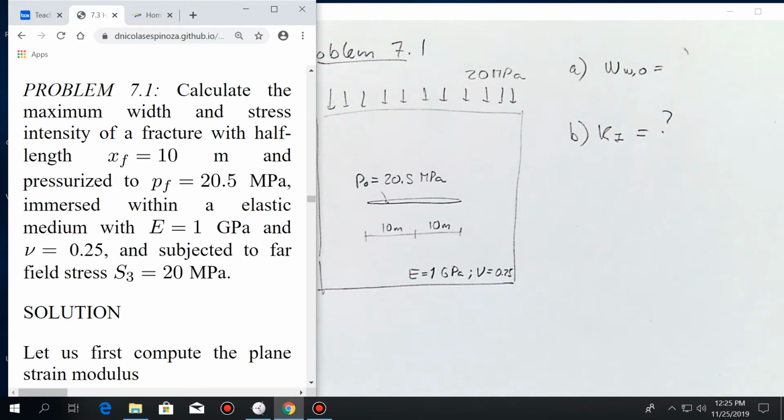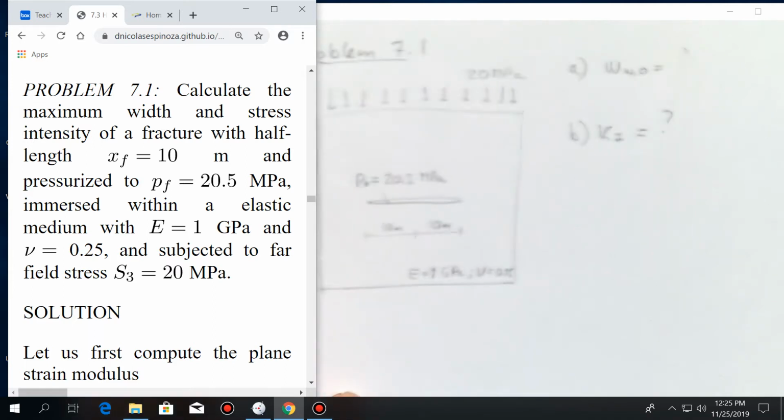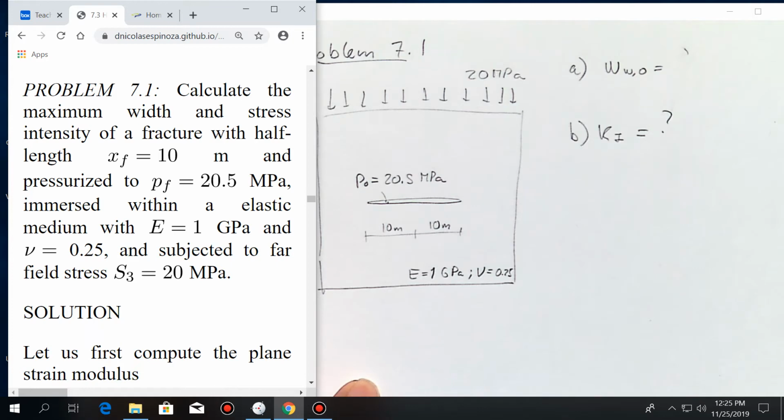Okay, what do you want? What do you have, Ms. Tafoya? I got the width as being 3.6 times 10 to the negative 7 meters. Be careful with the units.